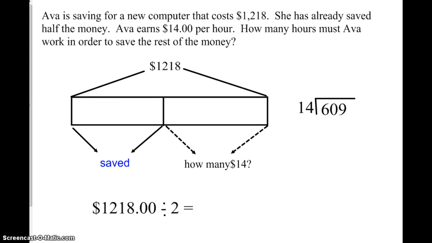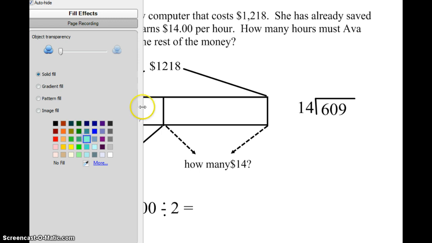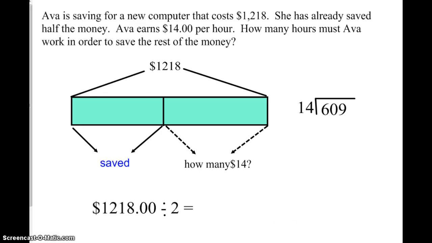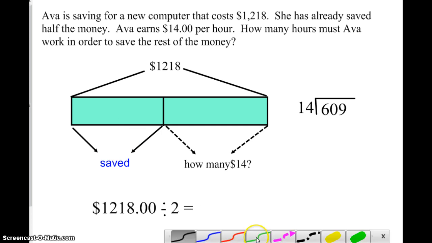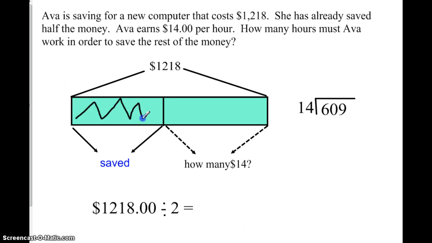So she's already saved half. So this half here is what she saved. Okay, so that's the difference. This is how many $14, how many hours did she have to work? That's what we're looking for. So we take the $1,218 and divide it by 2, because half of it she saved, half of it she needs to still work.